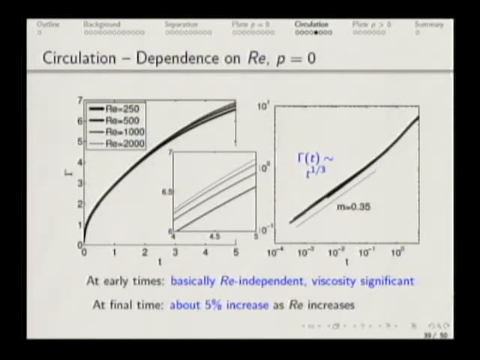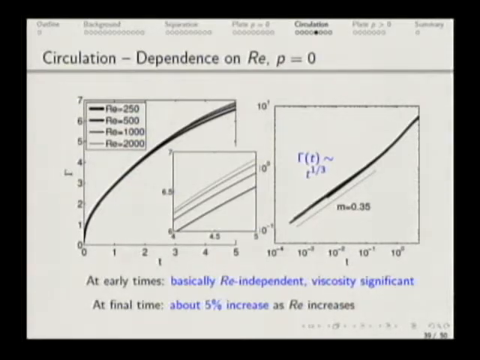All right. So this is a plot of the circulation and its dependence on Reynolds number on a linear scale for all the times we computed. And we see at the end there is some dependence on Reynolds number. Circulation increases as Reynolds number increases. So the conclusion from this is that at early times, the circulation is basically Reynolds number independent, but viscosity is largely significant. And at the final time, there is a 5% increase as the Reynolds number increases.